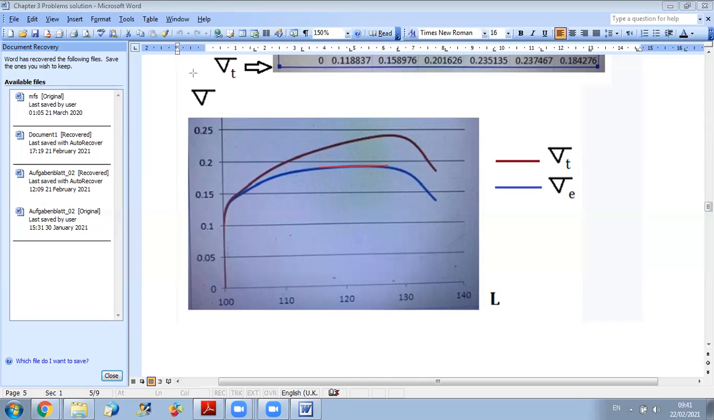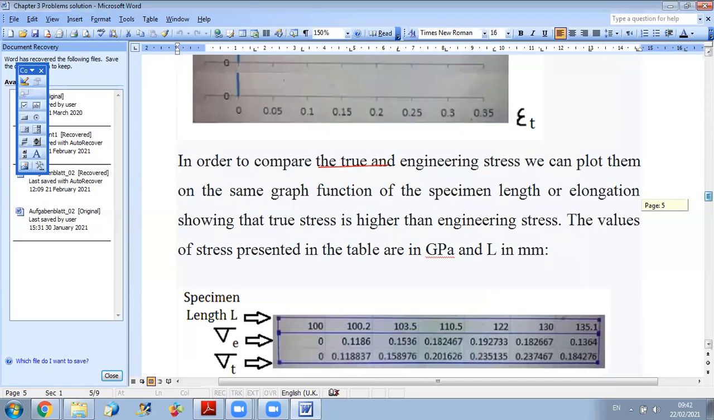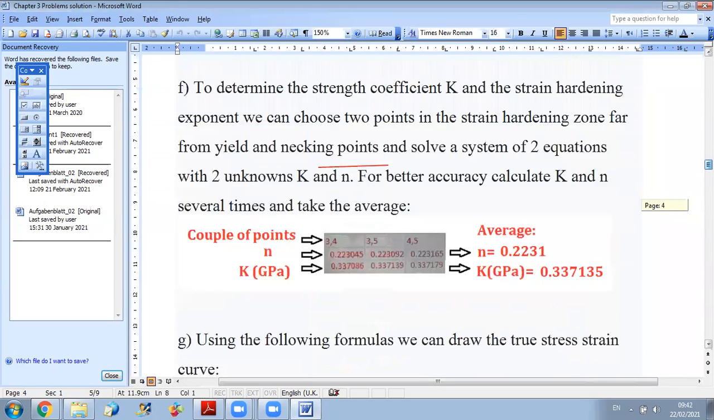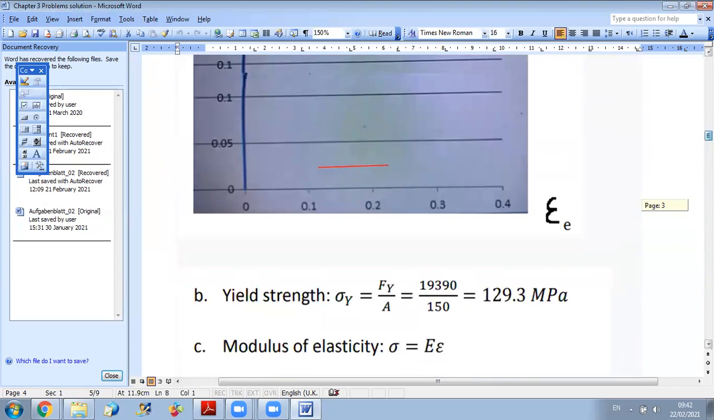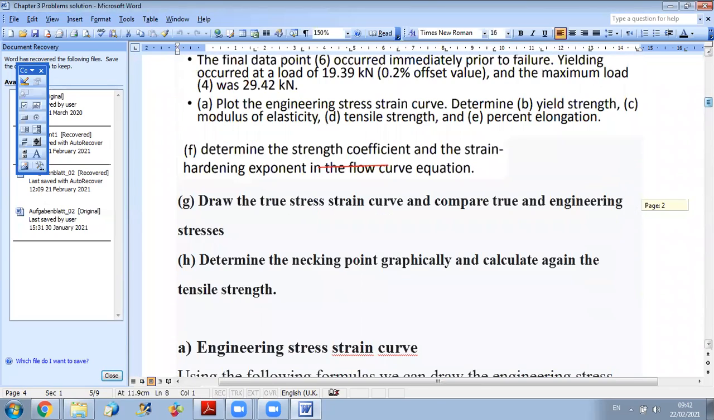Okay, so now in the next step, in the final question, they said determine the necking point graphically and calculate again the tensile stress. Okay, so if you want to determine graphically the necking point position, what we should do now is draw both the flow curve and the true curve, okay, as a function of the true strain, because you know that the flow curve equation is a function of epsilon true.